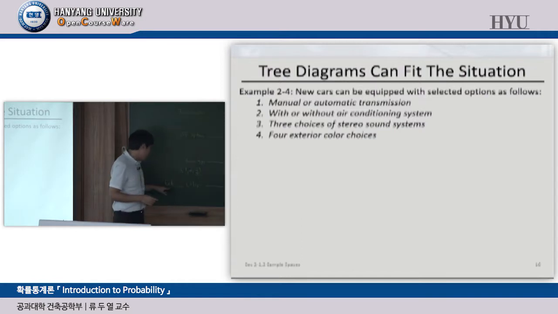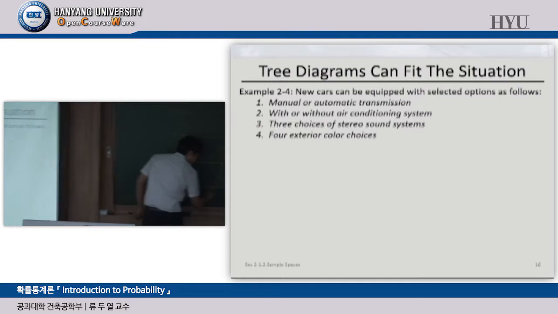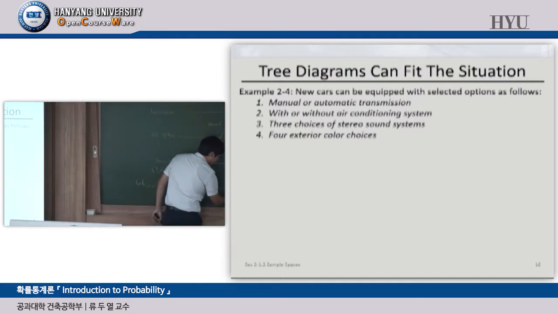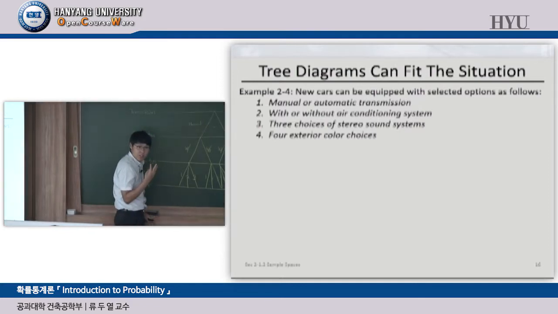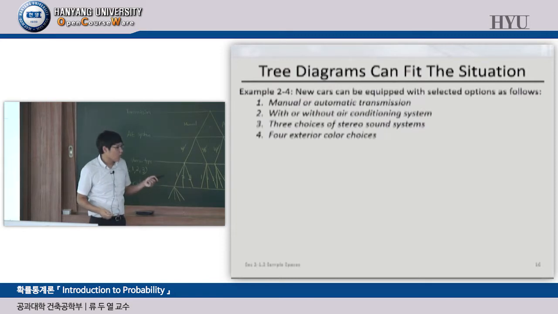And after that, we have also the options for selecting the exterior color. And based on this question, we have 4 options, right? That means at each point here, we have 4 branches, right? We can apply the 4 branches for every point. So we can simply obtain the total number of outcomes based on this tree diagram.